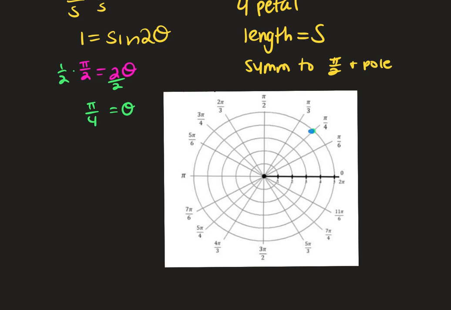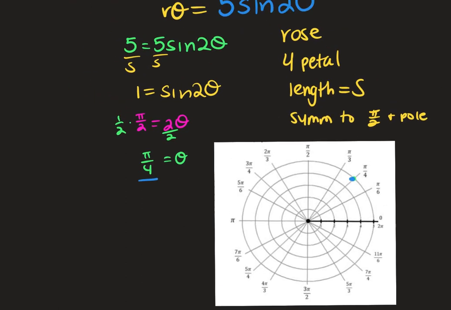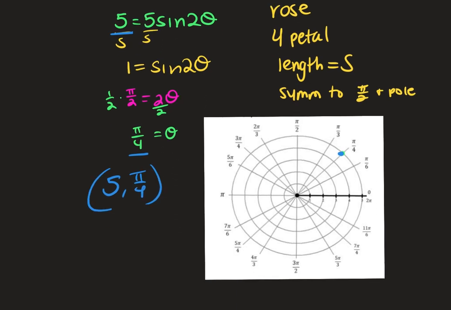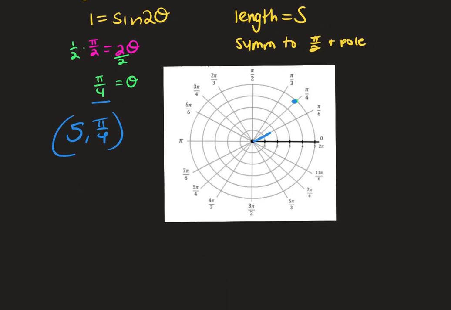Okay, so I know I have a petal. My theta is pi over 4. My r was 5. So 5, pi over 4 is one of my points, or one of the petals is at pi over 4, which means it looks like this. So in the case that I was saying you had to find it to the left and the right of each one of the main lines, well, you could just set it equal to 0. Is that what you mean?